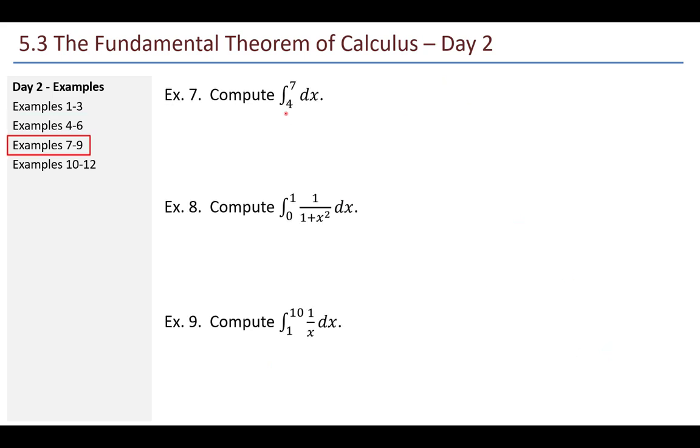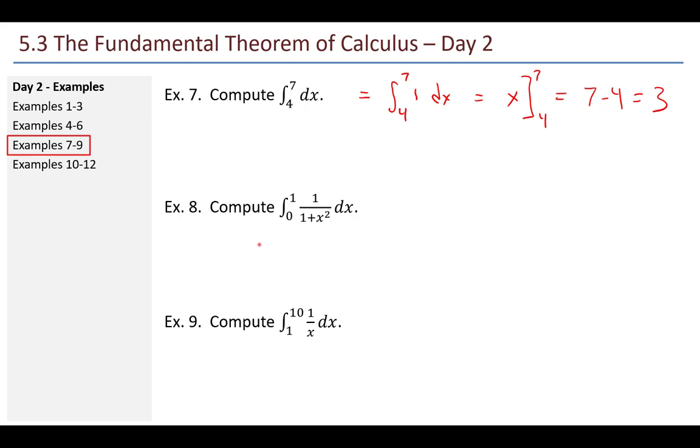Now, this next problem, example 7, looks like I'm missing something, right? Well, sometimes you see that and it's a little bit weird. What that really means is there's a 1 in there. So I'm integrating the function 1. What is an antiderivative for 1? The antiderivative of 1 is just simply x. So I will evaluate x from 4 to 7. So plug in the 7, plug in the 4, and we get our answer. It is 3.